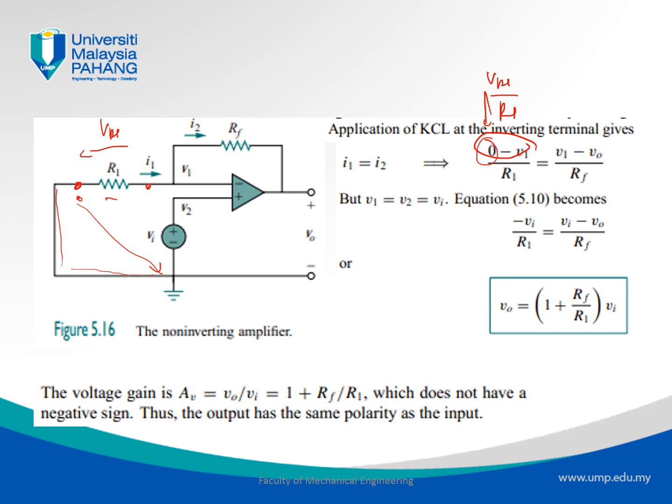So we have 0 here. And the voltage at this point is basically the same voltage at this point, V1. So that's why it's written as 0 minus V1. And what about for I2?